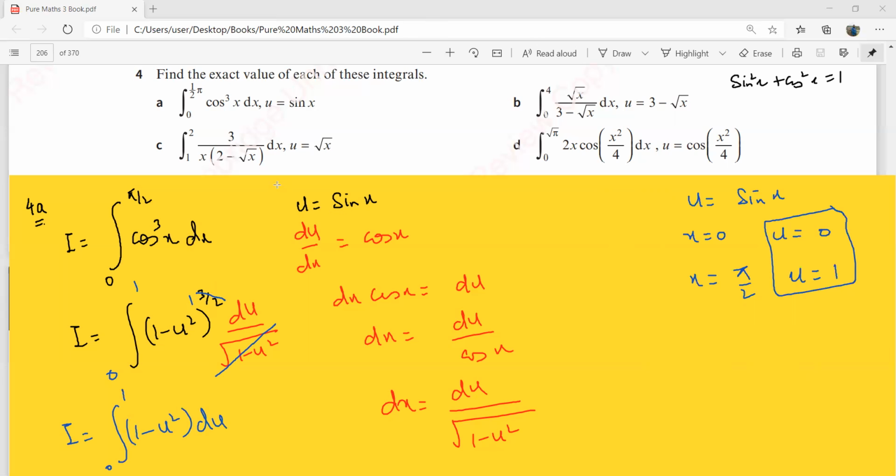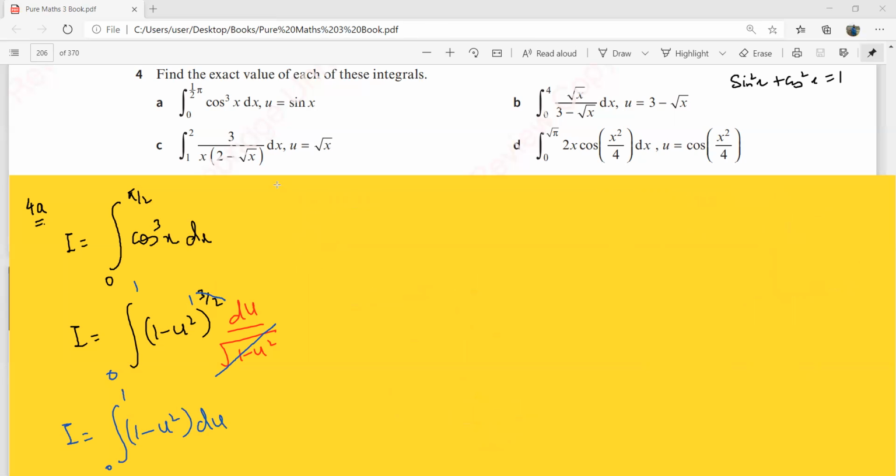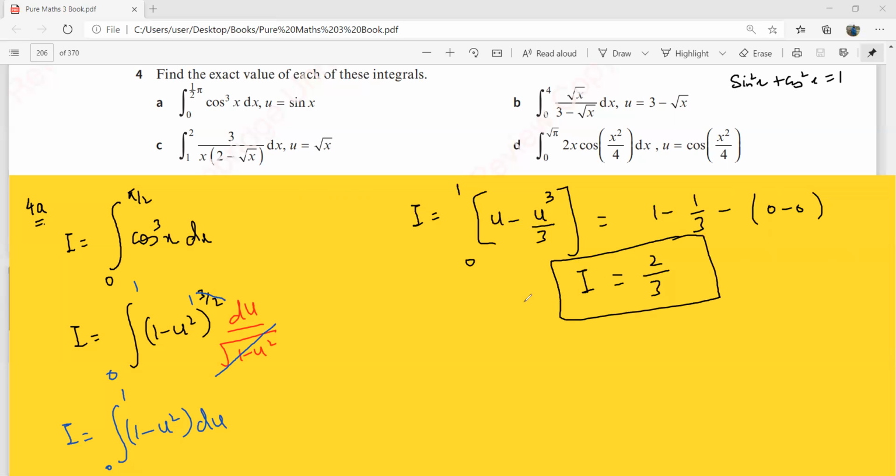So we integrate this with respect to u. There is no need to go back into the x form here because we have the limits here. So this I is going to be integrated: the integral of 1 is u, and the integral of u square is u cube over 3. You put the limits in here. This is 1 minus 1 over 3, and when you put 0, you get 0 here. So the exact value of this integral is going to be 2 by 3.